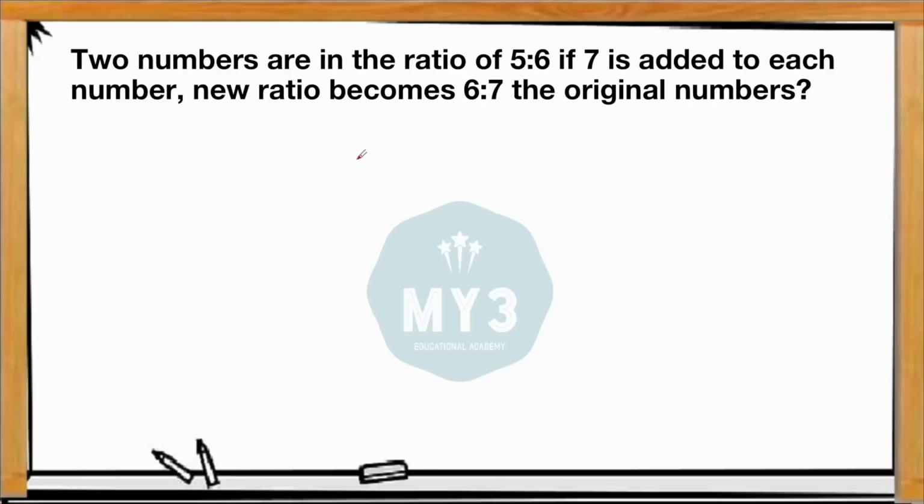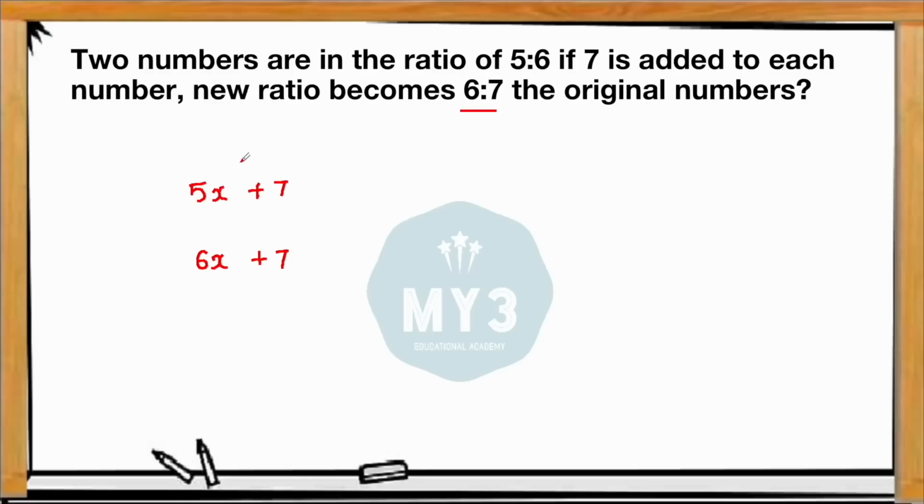So, simple question, two numbers are in the ratio of 5 is to 6. Because the ratio is given as 5 is to 6, I am taking those numbers as 5x and 6x. If 7 is added to each number, that means for the first number you are adding 7 and for the second number also we have to add 7. The new ratio becomes 6 is to 7.